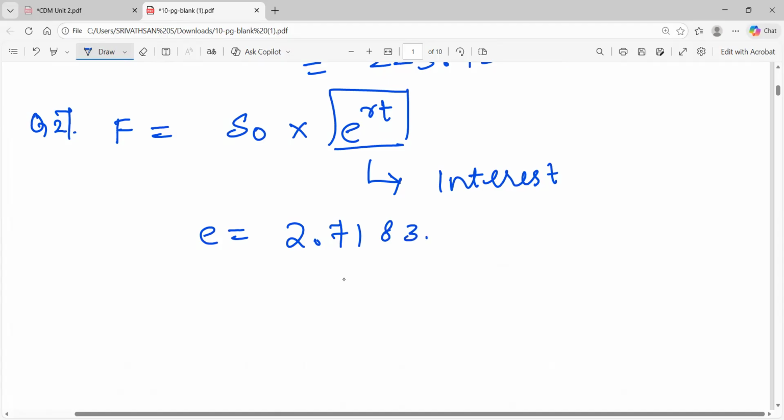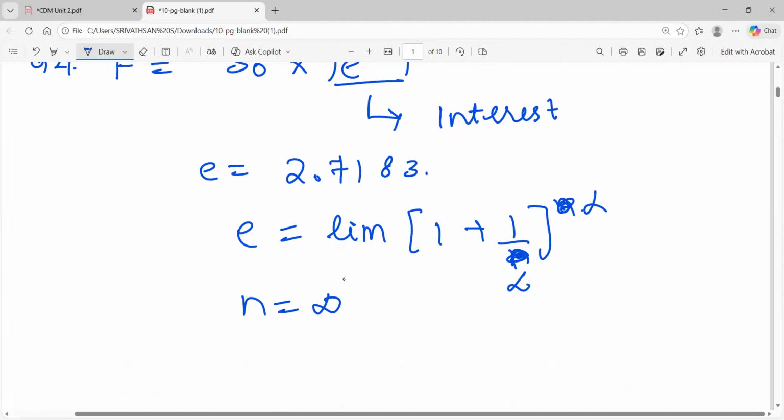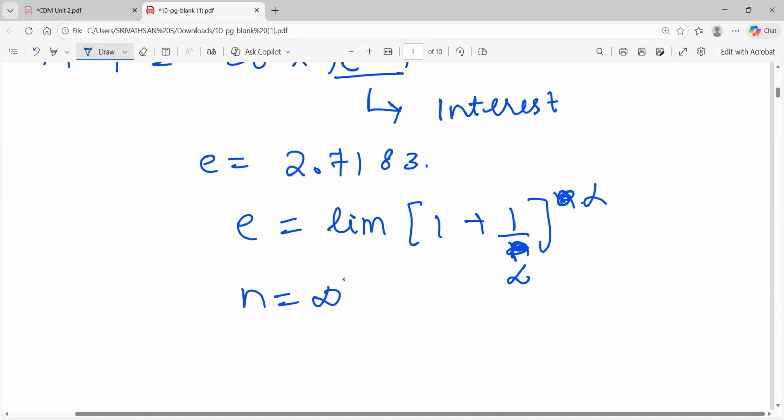And I also told you how the value of E came. That is, E is equal to limit of (1 plus 1 by n) the whole power n. You all remember this? You can use it, but that is not allowed in your exam. Now listen. When we take n equal to infinity, the limit of (1 plus 1 by infinity) whole power infinity becomes the value of E. So the value of E comes to 2.71828. It keeps on going. Here we are rounding it to 2.7183, which is a constant.